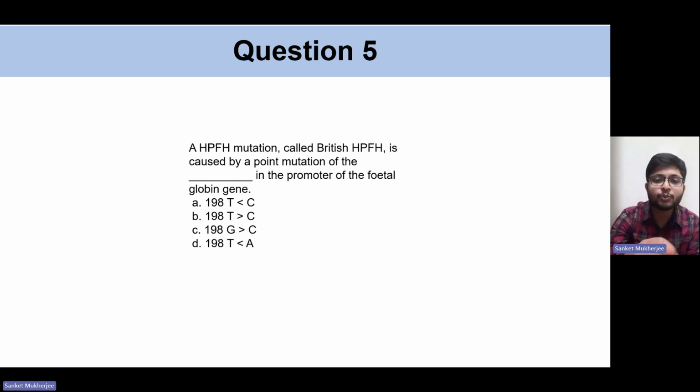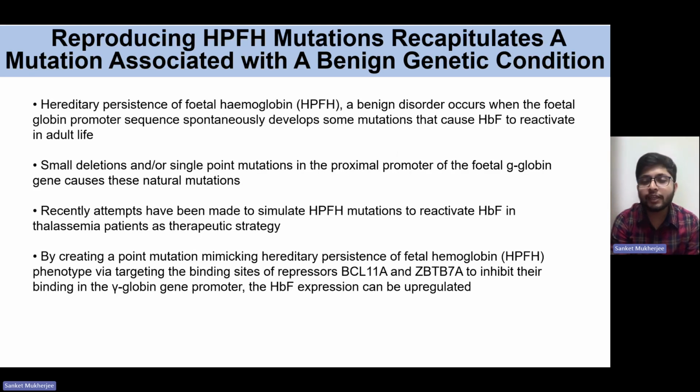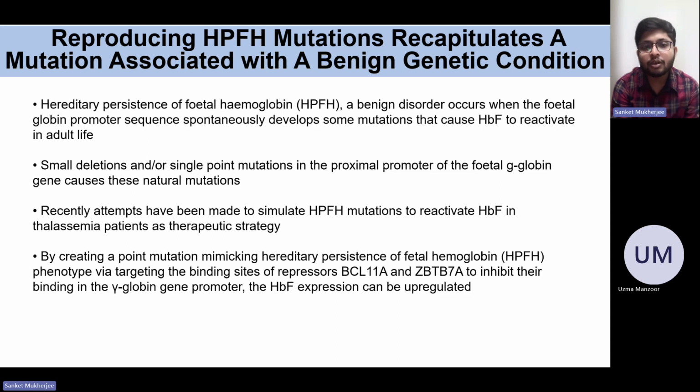Okay, so the answer to this question would be 198 T to C. So let's see. Reproducing the HPFH mutations recapitulates a mutation associated with a benign genetic condition. Let's see how it happens. HPFH stands for hereditary persistence of fetal hemoglobin. It's a disorder that happens when the fetal globin promoter sequence develops some mutations that cause fetal hemoglobin to reactivate in adult life. That's a disorder that happens to few people, but we need to use this disorder to the advantage of beta thalassemia patients.